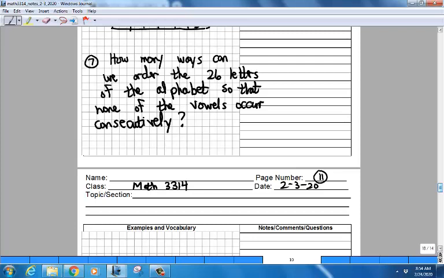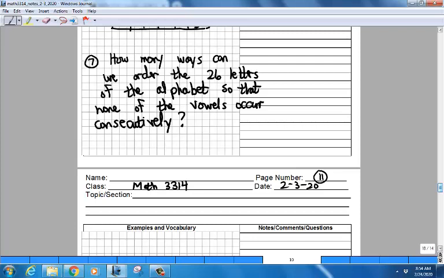Okay, so how many ways can you build a word? Or how many ways can you arrange the 26 letters in the alphabet so that the vowels do not occur consecutively? All right, so let's take this in an algorithmic approach and think about what we would do to build such an arrangement. There are lots of ways of thinking about building the arrangement, but some of those ways of describing building the arrangement are going to be easier to count than others.